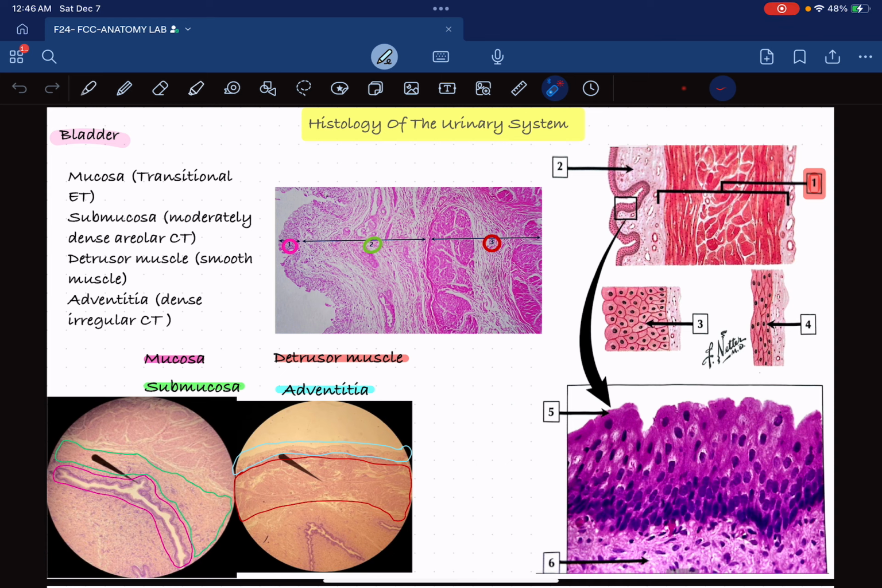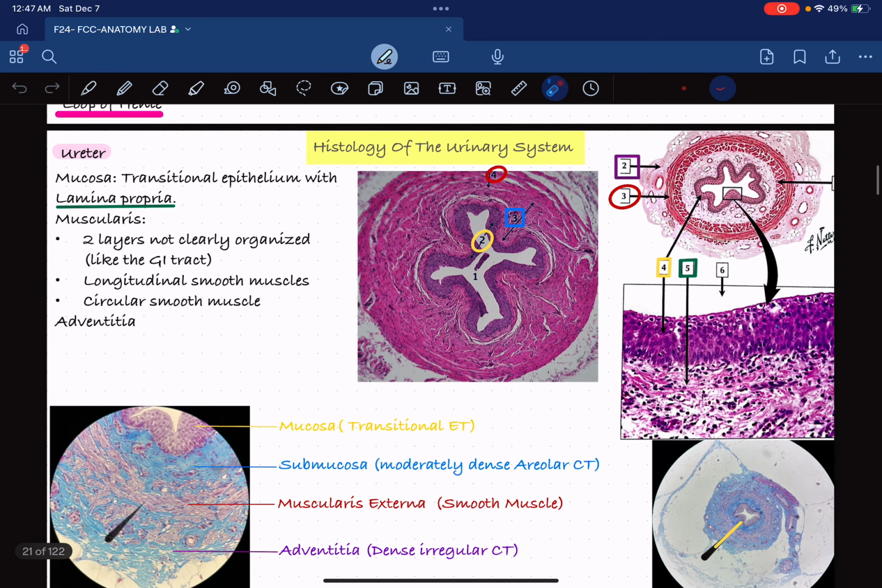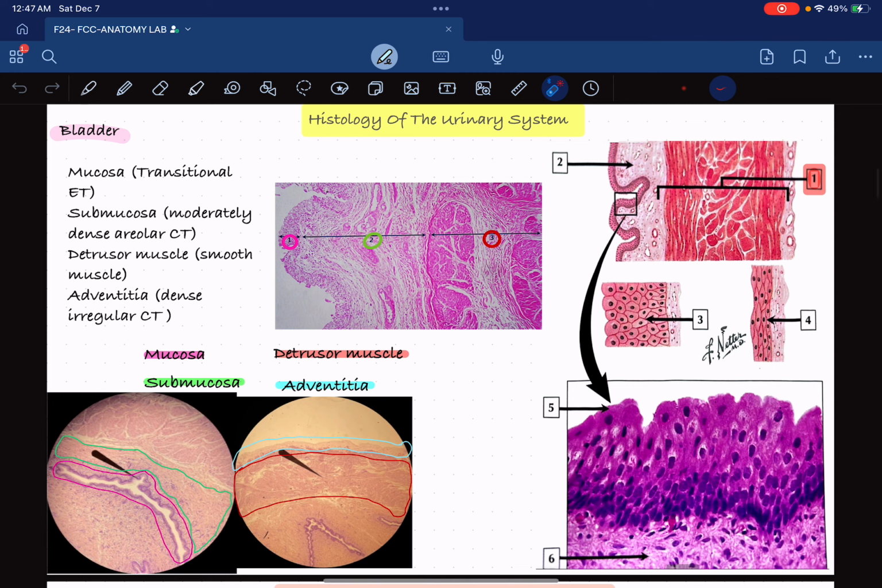The bladder is special. It has this muscle called the detrusor muscle. We're going to start off with mucosa first. Mucosa is transitional epithelium, just like the ureter. The bladder mucosa can be identified here in the pink, also right here.